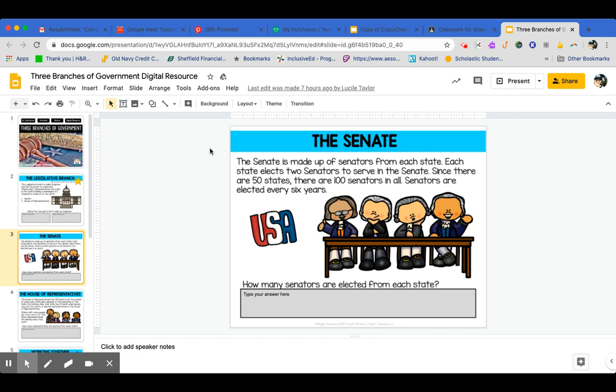The Senate. The Senate is made up of senators from each state. Each state elects two senators to serve in the Senate. Since there are 50 states, there are 100 senators in all. Senators are elected every 6 years. How many senators are elected from each state?